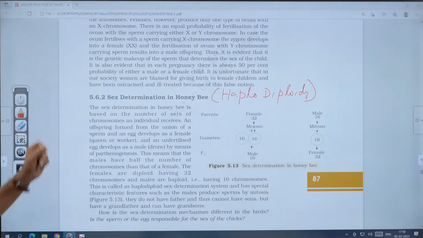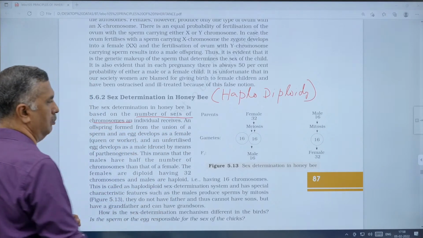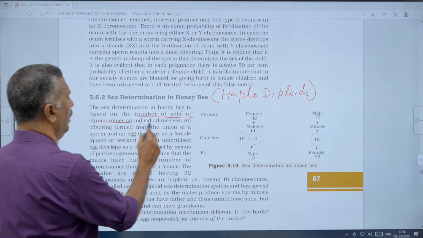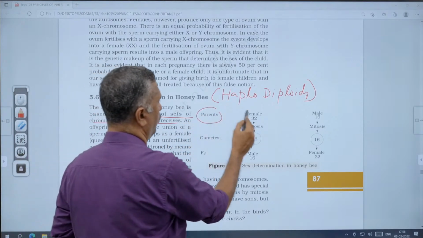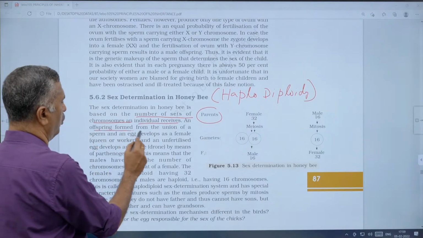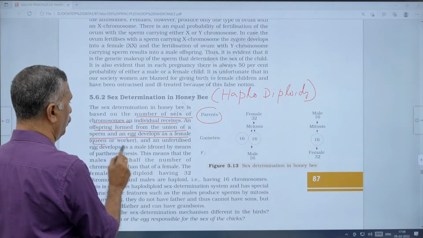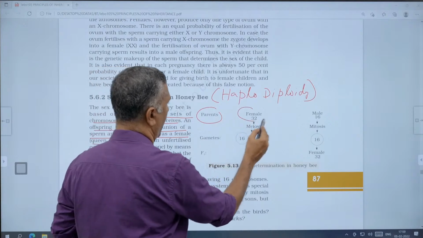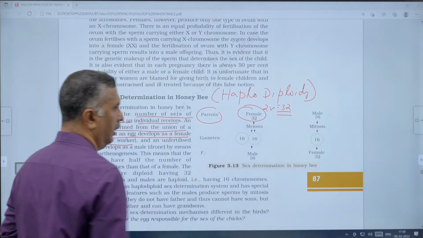Haplodiploidy. Here the sex determination in honeybees is based on the number of sets of chromosomes an individual receives. Let us take the parents, female and male. Look at the sets of chromosomes. The offspring formed from the union of a sperm and an egg develops as a female, queen or worker. The female, queen or worker has a diploid number of 32 chromosomes. The set of chromosomes will be 32.